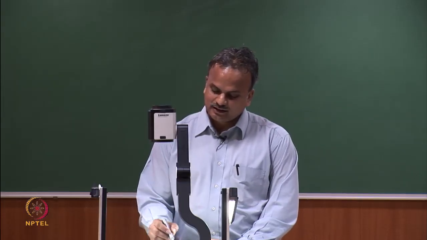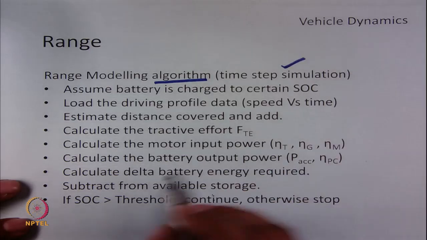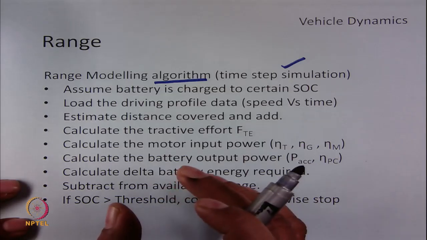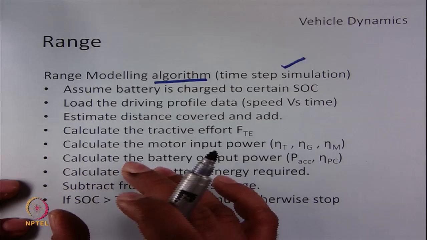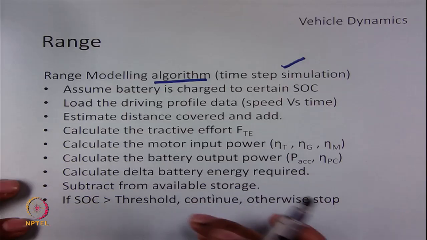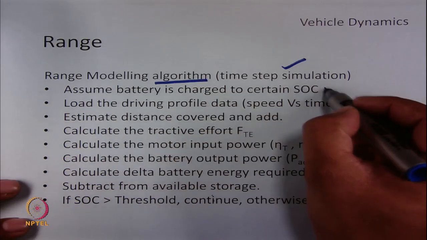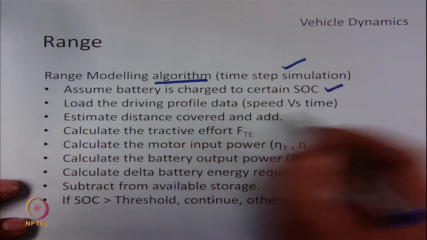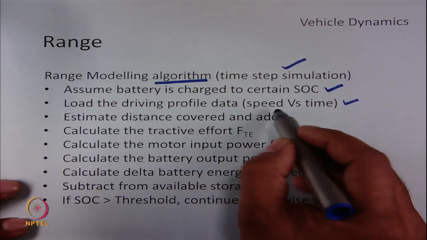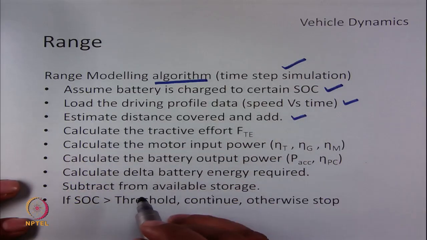So, let us see the algorithm we use for range calculation. It is a time step simulation, so we have to model all the systems: the transmission system, the gears, the motor, the power converter, and even the power required for the accessories. We have to have all these models with us. We will start with a battery with a certain SOC, then we will load the driving profile data. For each variation of velocity versus time, we can calculate the distance, which is speed into time.